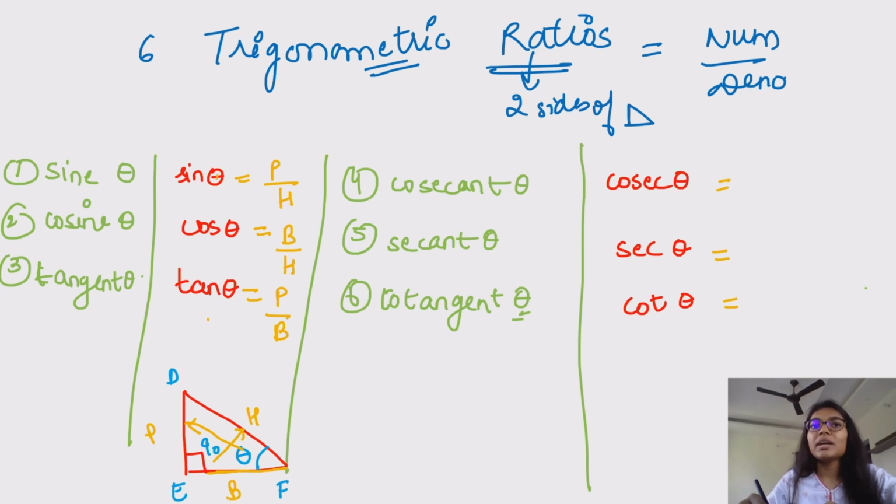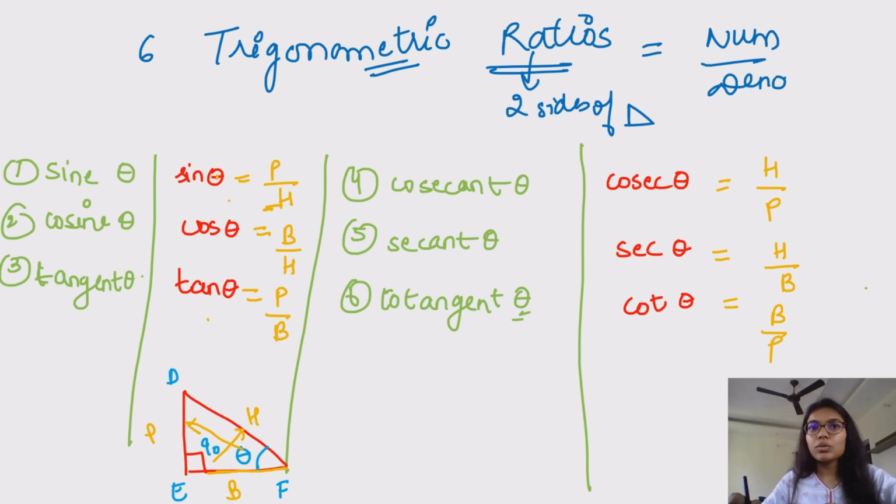What does that mean? If sin theta is P upon H, then cosecant theta will become H upon P. Cos theta is base upon hypotenuse, so secant theta will become hypotenuse upon base. Tan theta is perpendicular upon base, so cot theta will become base upon perpendicular.